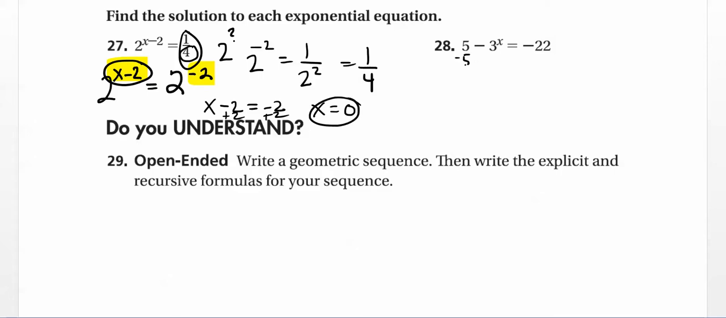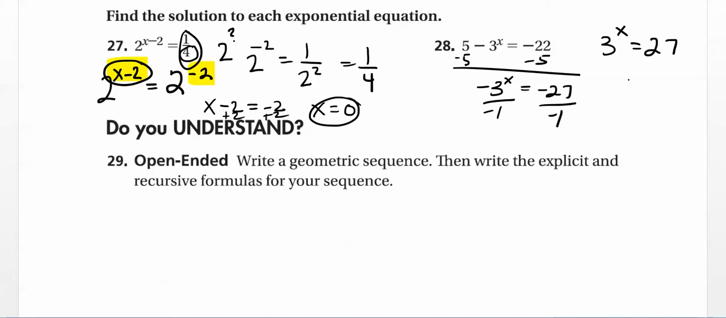Okay, here I'm going to subtract 5 first. I could divide by this negative 1. And then I get 3 to the x is equal to 27. And then I'm like, oh, okay, x is 3, because 3 to the third power is 27.